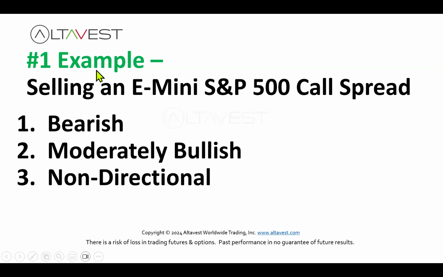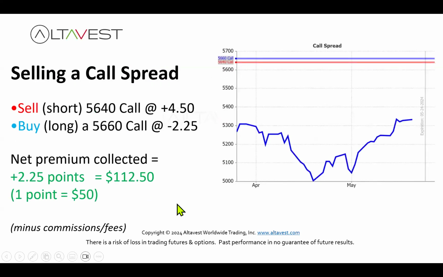But here's an example where you sell a call spread. So this is for a bearish or moderately bullish or non-directional outlook. And here's what it might look like. You can see the market, in this case, the S&P 500 mini, moving around here. And here's the call spread. The red line is the call that you sell, and you collect 4.5 points for selling that call. And the blue line there is the call that you buy as part of that spread, but you pay 2.25 points for buying that call. And the net result is you collect 2.25 points, $112.50 in this case, minus your commissions. And that's just an example of a call spread.